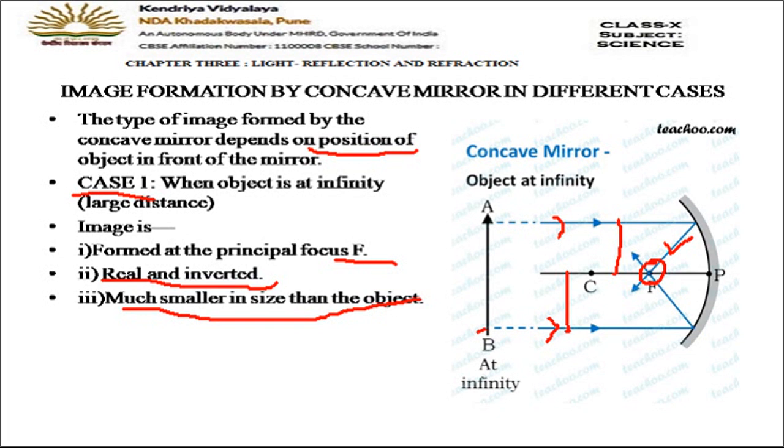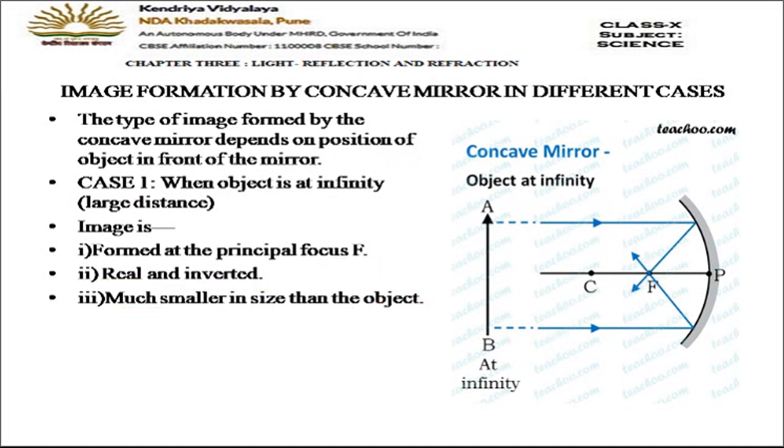So how do we study case number 1? Whenever an object is at infinity or at a large distance, parallel rays will come from it, and when these parallel rays strike the mirror, after reflection they will pass through point F, and the image formed will be real and inverted and much smaller in size than the object. I hope that this case number 1 is clear to you all.